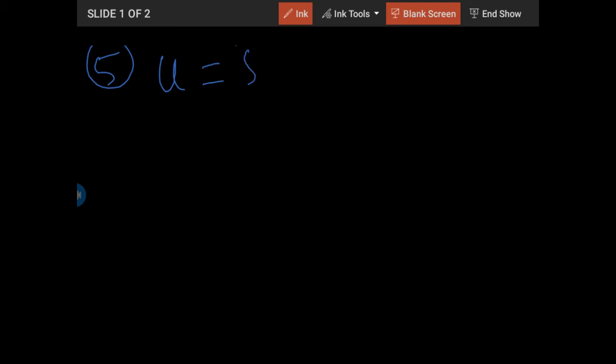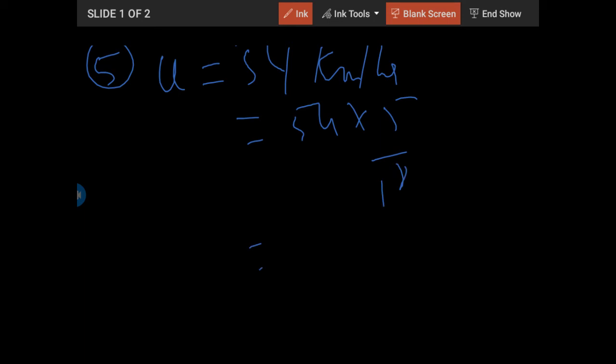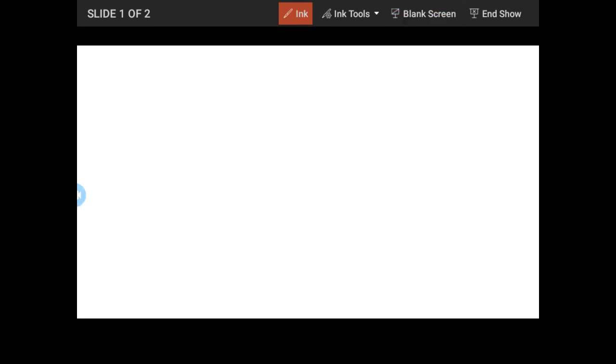So a equals v minus u by t, that is v is 5 and u is 15, so 5 minus 15, that is minus 10 by time, which is 10 seconds. So minus 10 by 10, that is minus 1 meter per second square. Here this minus will indicate the retardation, that is negative acceleration also.